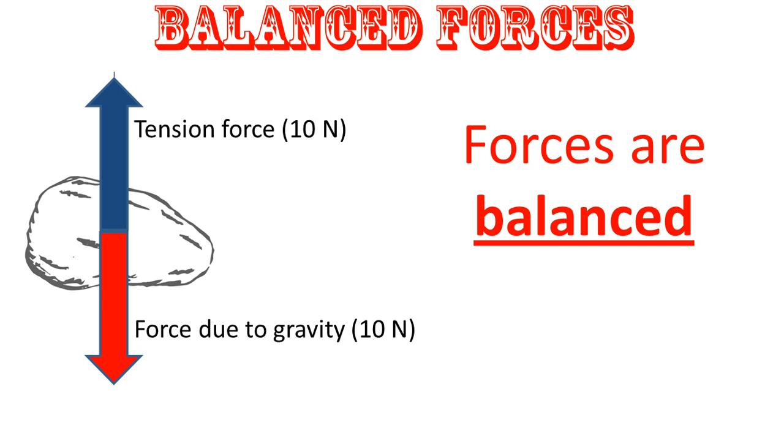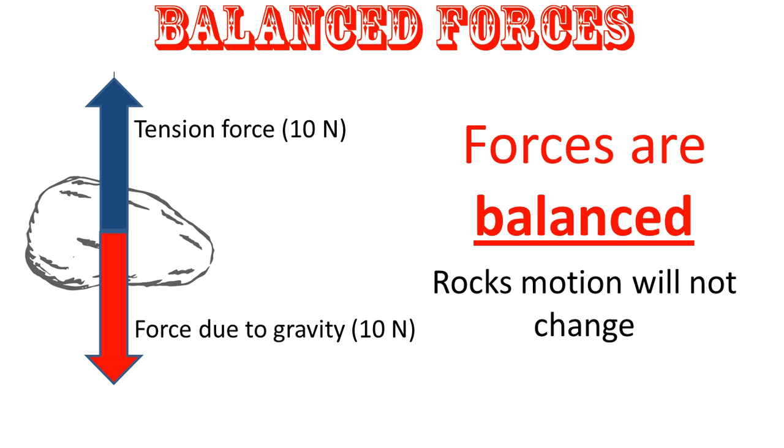So in this case, we say that the forces are balanced because they have the same magnitude, or same size, and they're opposite in direction. So the effect of one of those forces is balanced by the effect of the other force. So in this case, the rock's motion will not change because the forces are balanced.